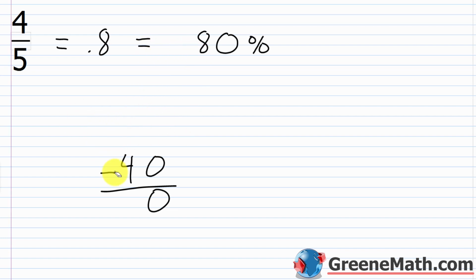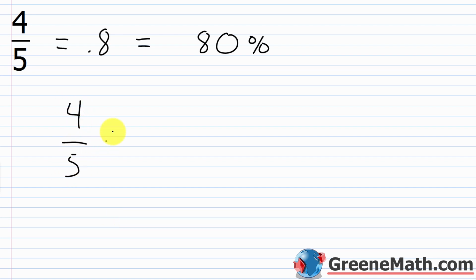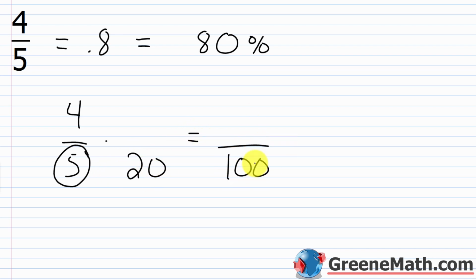The other way you could have done this, which is much faster in this case, is to take 4/5 and just realize that if I multiply 5 times 20, I get to 100, right? And if you didn't know that, you could take 100 and just say, okay, if I divide 100 by 5, I get 20, so that means if I multiply 5 by 20, I get 100. It's whatever I need to multiply this by to get to 100. So if I multiply this by 20, my denominator is 100, and I know I have a percent.